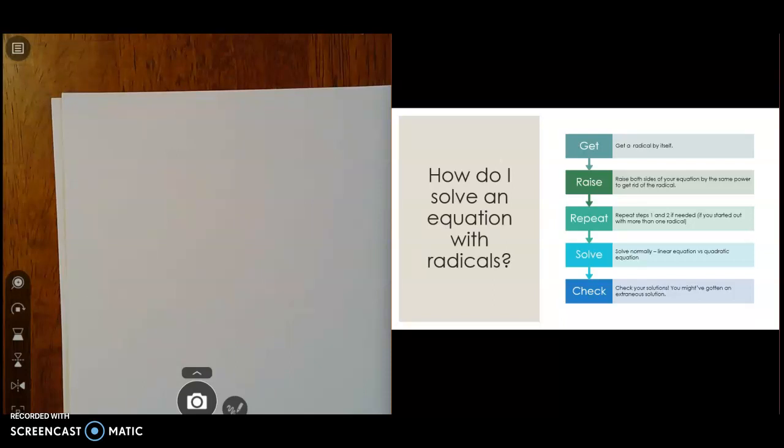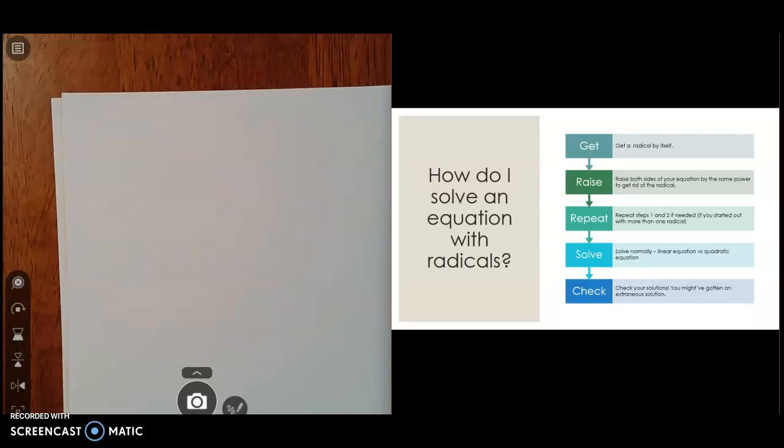Sometimes you have to repeat this if necessary. Like if you have two different square roots and they didn't both clear out when you raised it to the same power, sometimes you need to get a radical by itself again and repeat. Those are the longer ones. Most problems you don't have to do that, but occasionally you do.